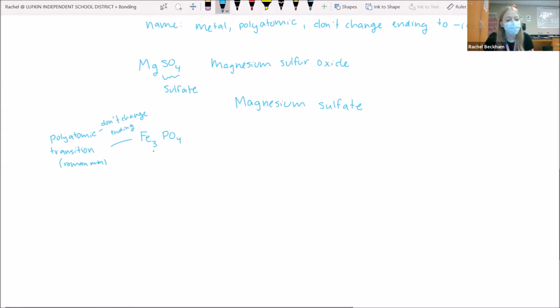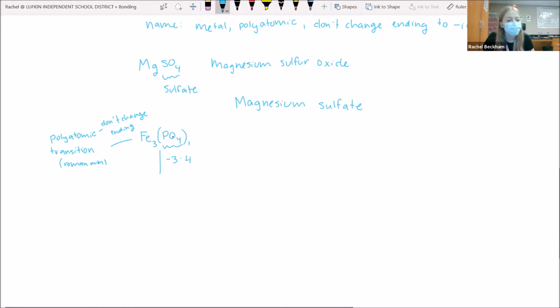So we have to figure out the charge. What is PO4? What's that on your ion sheet? Phosphate, and it's got a -3 charge. Okay, and we've got Fe, and we don't know what charge it has. So phosphate has a -3 charge, and how many phosphates are there? Just 1, right? You might think, oh, there's 4 phosphates there, right?